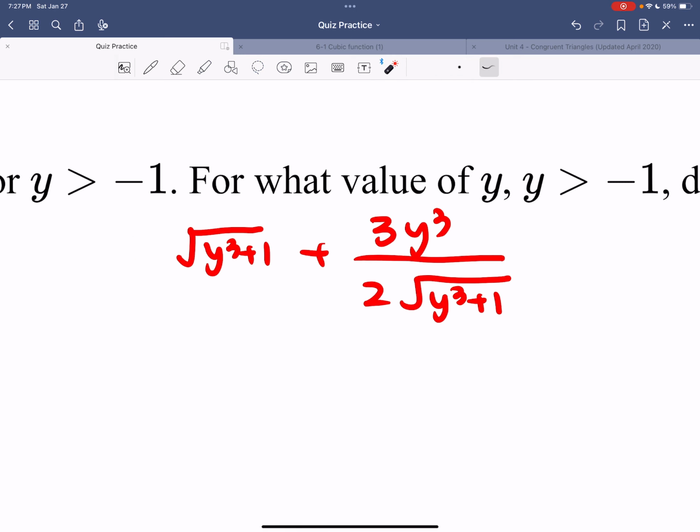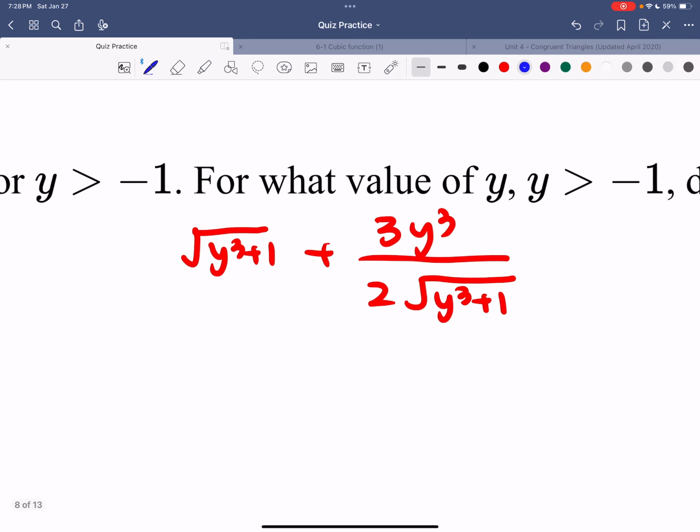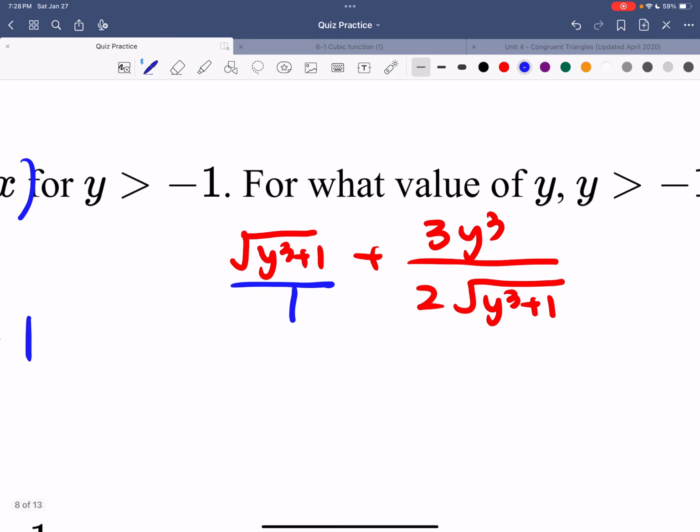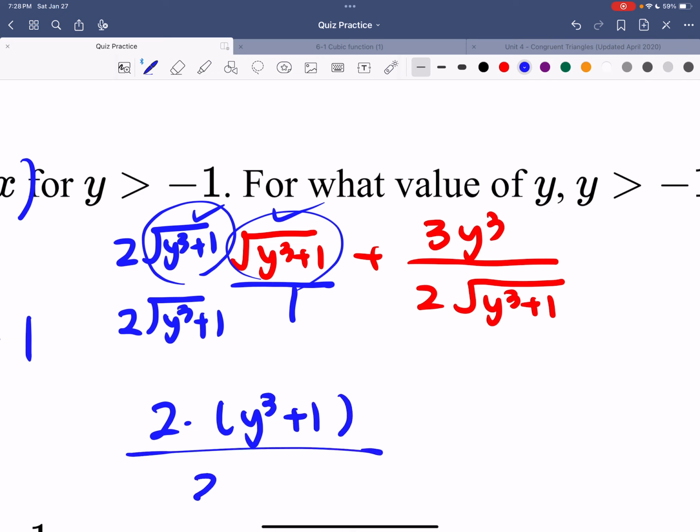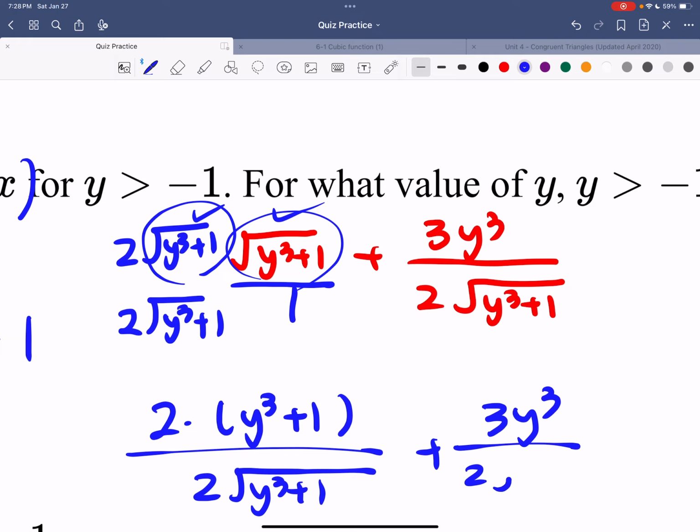So here, I want to make a common denominator. So what I'm gonna do is it's over 1. So I'm gonna multiply by 2 square root of y to the third power plus 1, 2 square root of y to the third power plus 1. In that case, square root of this one is going to become, do you see they have exactly the same thing? So it's going to be 2 times the same thing, y to the third power plus 1. That's what I'm going to get, over 2, and plus 3y to the third power over 2y to the third power plus 1.